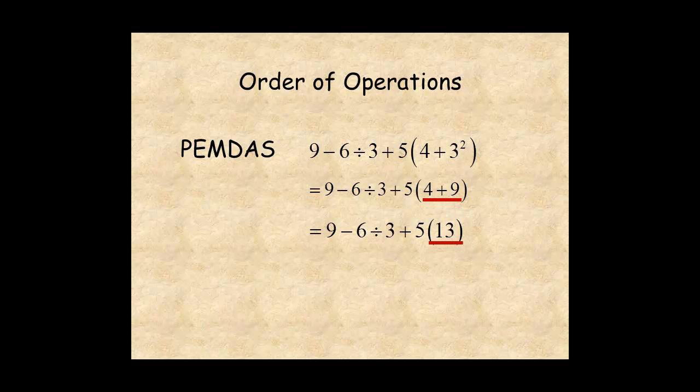Now we perform multiplication and division as they occur left to right. So negative 6 divided by 3 is negative 2, and 5 times 13 is 65. Now we perform addition and subtraction as they occur left to right. 9 minus 2 is 7, and finally 7 plus 65 is 72.